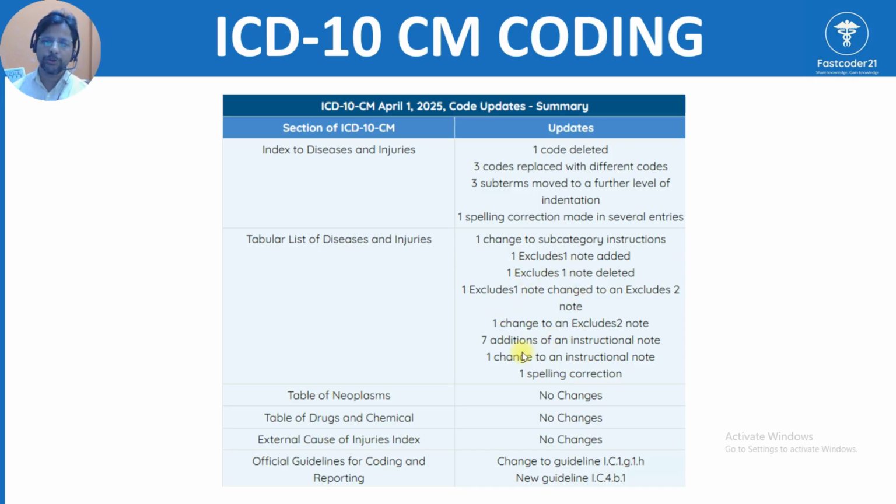The good news is that there is no change in the updates in the table of neoplasms, table of drugs and chemicals, and external causes of injuries index. And one most important thing here is we have a few updates in the official guidelines for coding and reporting. These updates relate mostly to COVID as well as obesity. So we are going to see those COVID guidelines as well as obesity guidelines during this session.